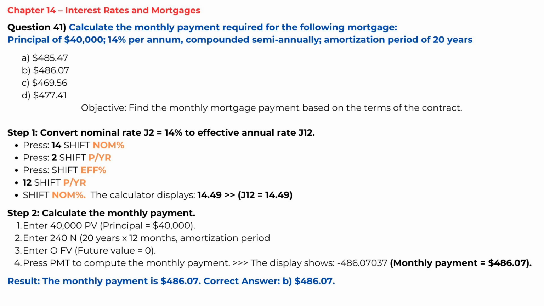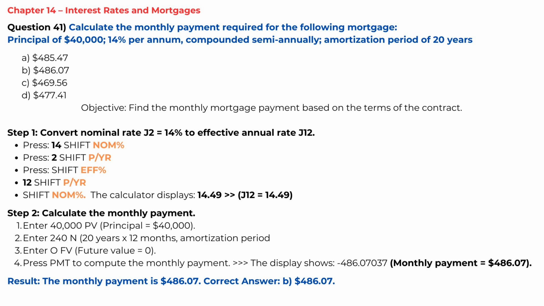Press 14 shift NOM. Press 2 shift PYR. Press shift effective. 12 shift PYR. Shift NOM. The calculator displays 14.49, that is, J12 equals 14.49. Step 2. Calculate the monthly payment.